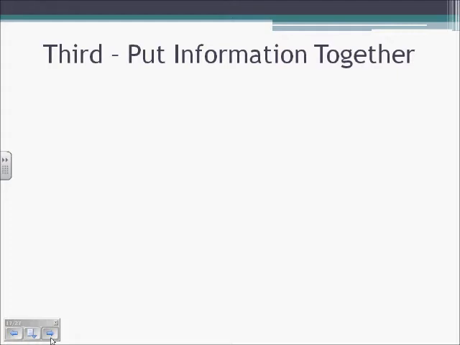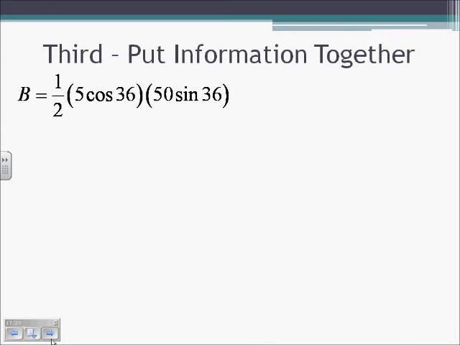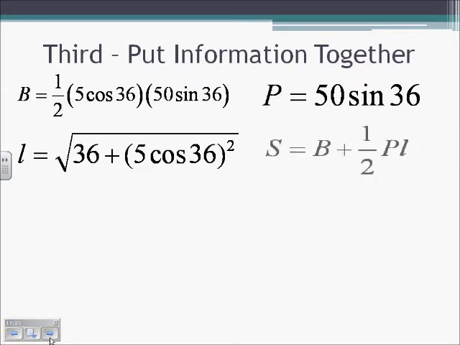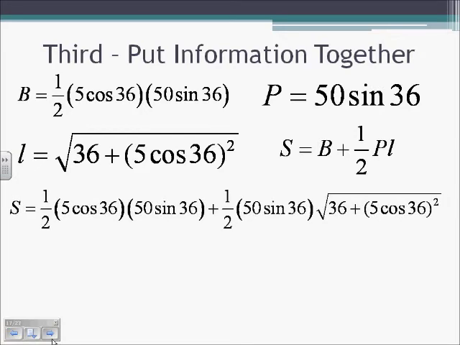And then lastly, we need to put all this information together to find our surface area. So our base is 1/2 of 5 cosine of 36 times 50 sine of 36. And our perimeter, which we gathered from that, is 50 sine of 36. Our slant height is the square root of 36 plus 5 cosine of 36 squared. And we can use our surface area formula. Our area of our base plus 1/2 of the perimeter times our slant height. Plug all of those things in.